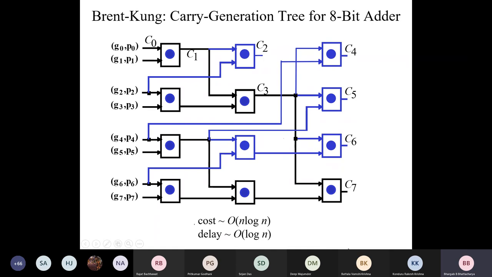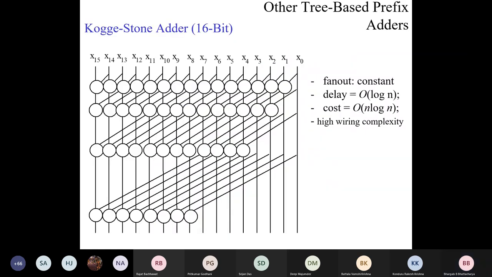Let us now see whether there are solutions where the fan out remains constant. Here is one solution, which I don't want to discuss in detail, but just to give you this information, this is also a very famous adder, called the Kogge-Stone adder or KS adder. This is the diagram for 16-bit. These are the same logic modules, but their interconnections are slightly different.